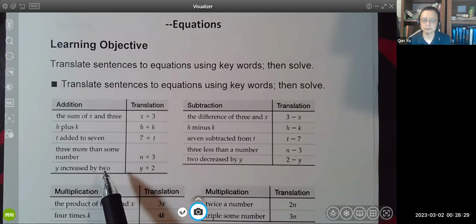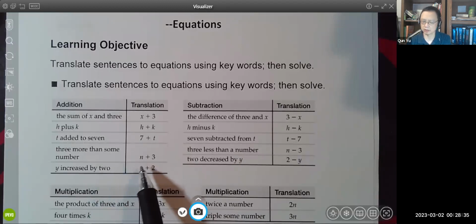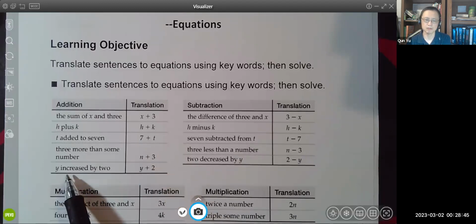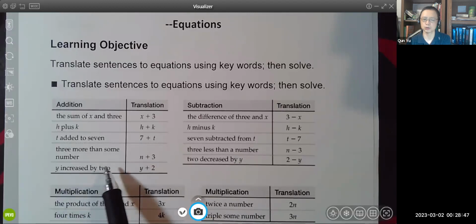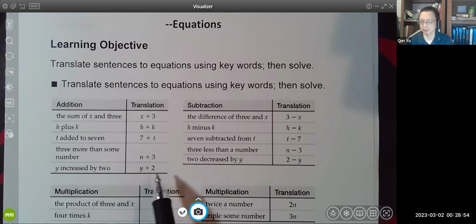Now let's look at the next one. 3 more than some number. Some number is unknown, so we use a variable to represent that, such as n. So 3 more than that, you add 3 to it, you get something 3 more than that. And the next one, y increased by 2. You have to have y first before you can increase it by another amount, right? So y plus 2.